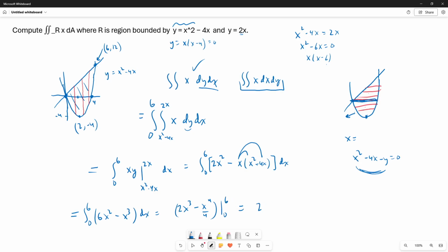So we have 2 times 6 cubed minus 6 to the 4th over 4. I'm going to do a little bit of fancy arithmetic here. I'm going to write the 6 to the 4th as 6 cubed times 6, and then I can factor out 6 cubed, and I'm left with 2 minus 6 quarters, and 6 quarters is 3 halves, so that's a half. So the answer is a half of 6 cubed. 6 cubed is 216. Half of 216 is 108.